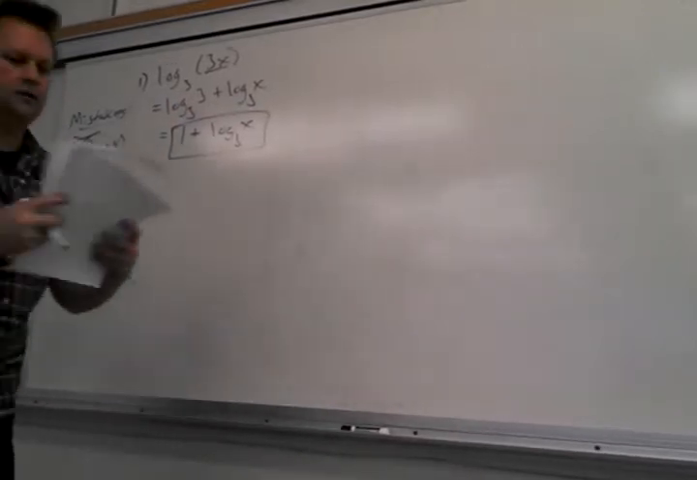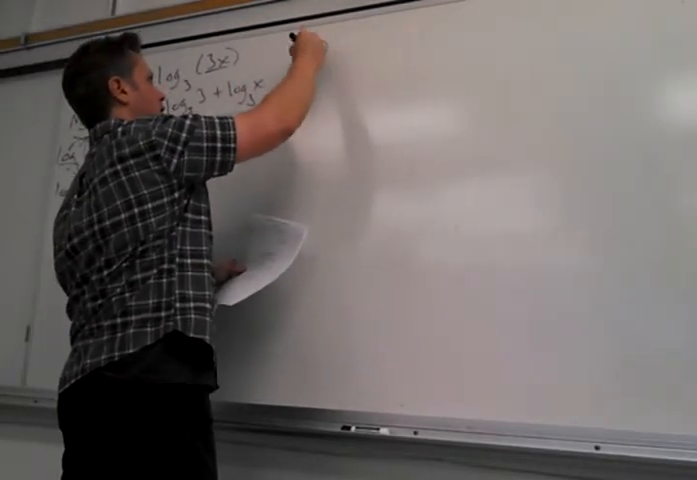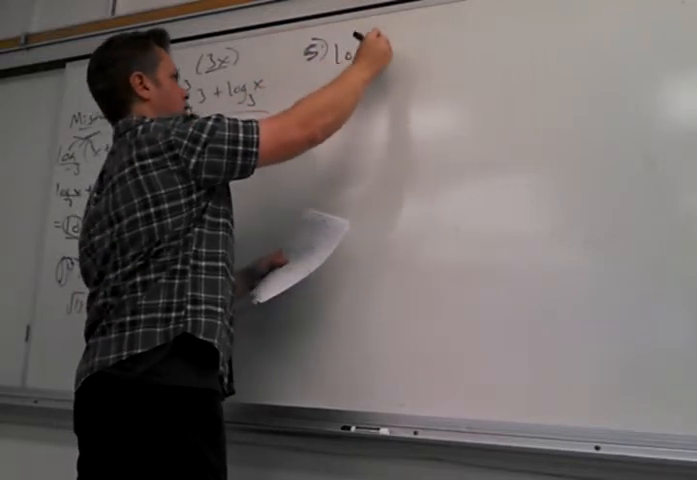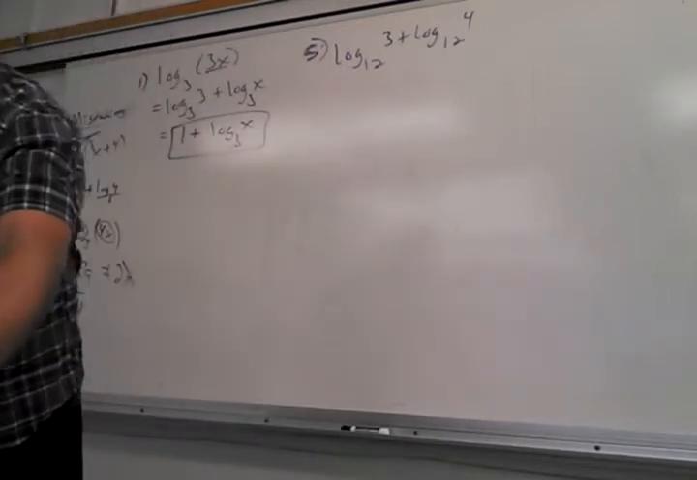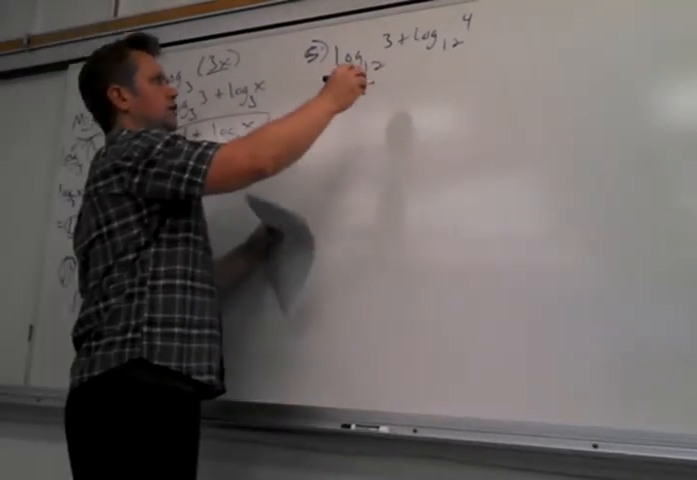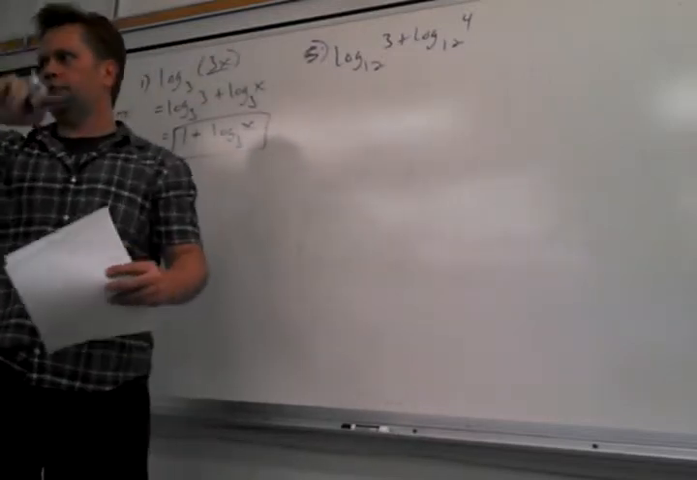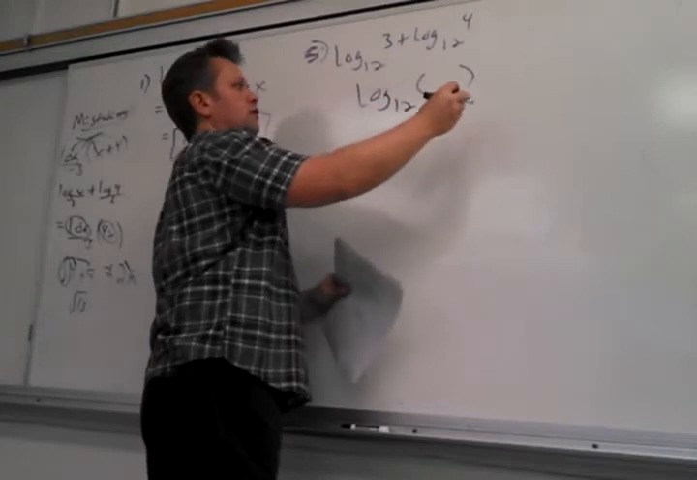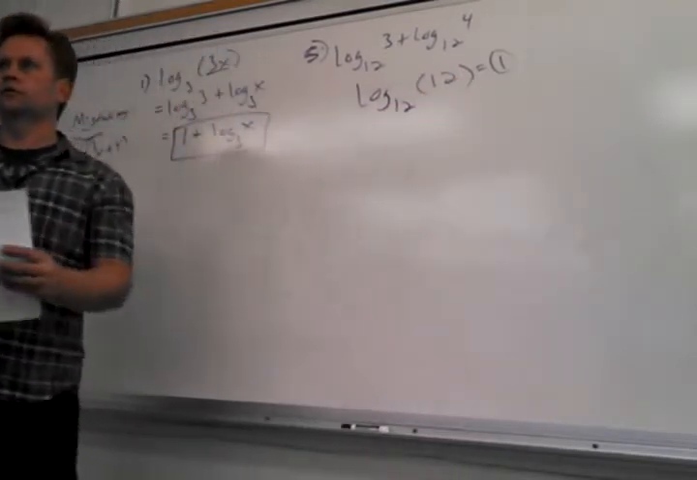And then the second and the third problem, put them together. We'll make it problem number 5. So log base 12 of 3 plus log base 12 of 4. 3 times 4. And that's the reverse of this, right? Of course, again, that's just math going both ways. So log base 12 of 3 times 4, which is log base 12 of 12, is 1.